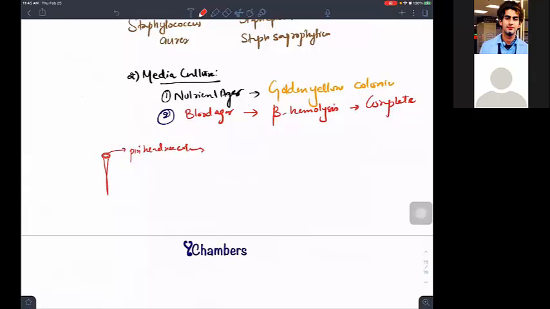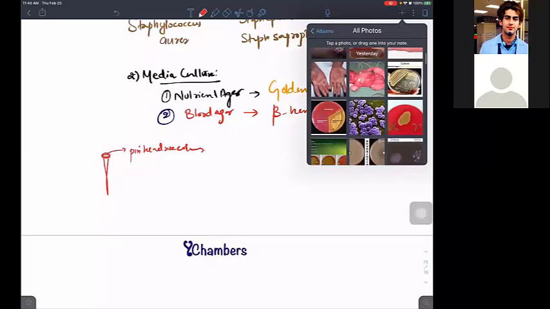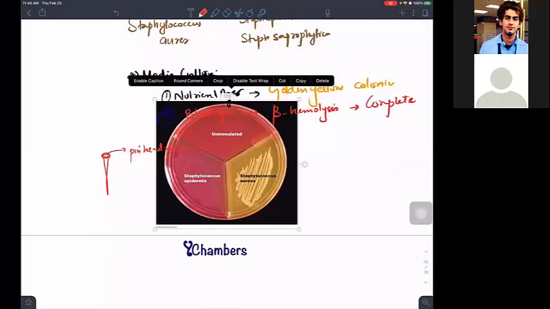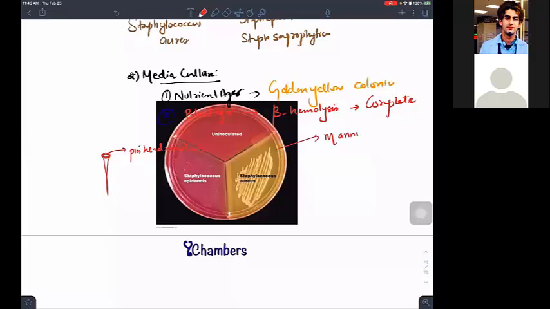A question is asked, which is the best selective media? You know the selective media, I hope so. I have some image for you. The best selective media is mannitol salt agar. Please note it. It's important. Mannitol salt agar is the best selective media. Okay, easy.